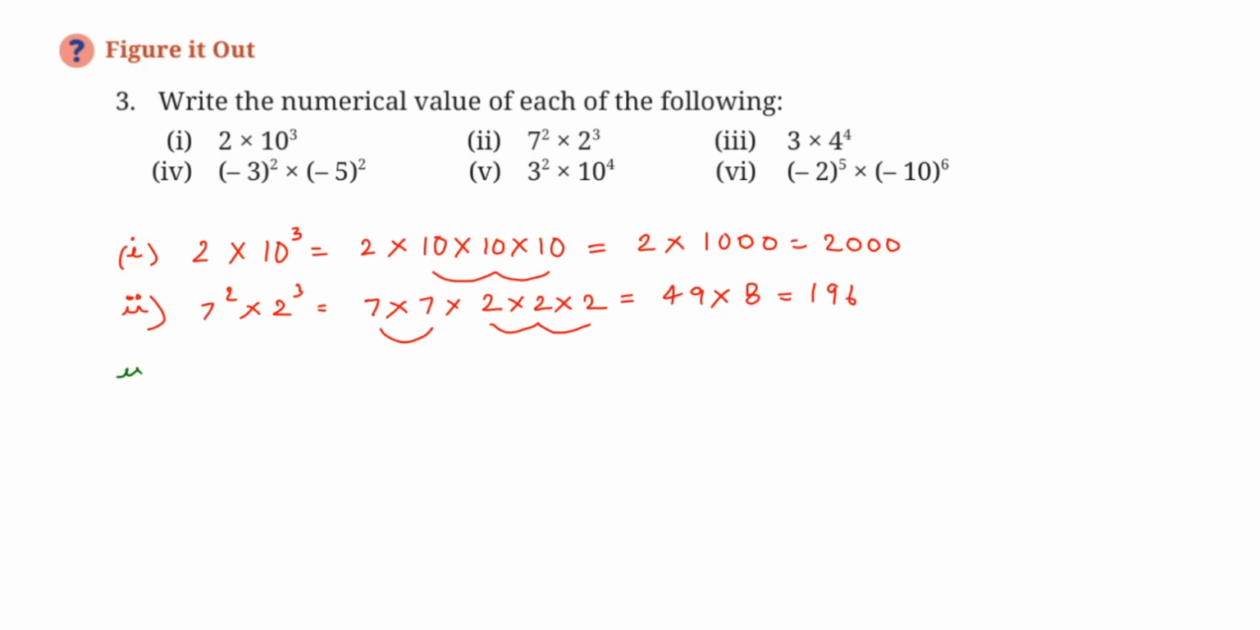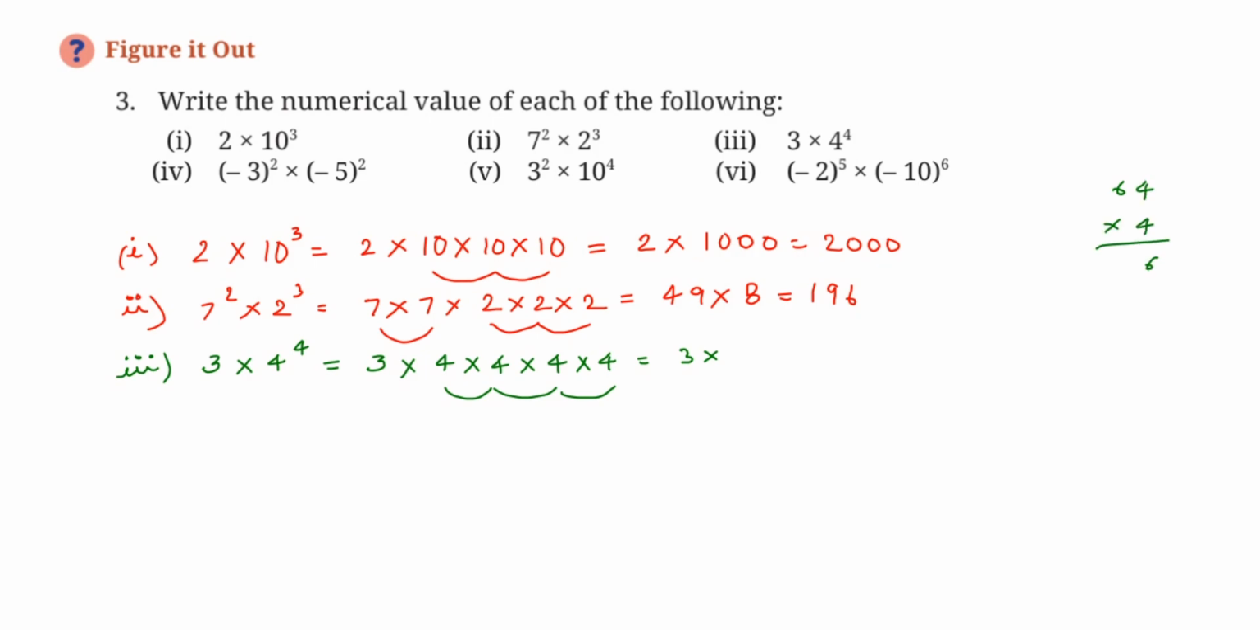Next, third one. We have 3 times 4 to the power 4. So we're multiplying 3 by itself only once, that is, only 3 will come once. And now we have 4 to the power 4. This means we're multiplying 4 by itself 4 times. So this is equal to 3 times 4 times 4 is 16. 16 times 4 is 64. Now 64 times 4, let's see what it is. 4 4s are 16, 4 6s are 24, plus 1 is 25. It is 256. Now we are multiplying that by 3.